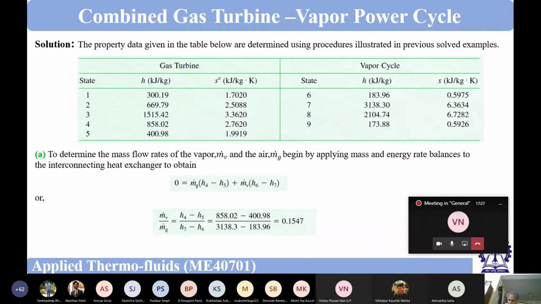See, numbers are sometimes important. We should have some gut feeling of the numbers. So let me ask you, let us consider one gas turbine power plant, a standalone gas turbine power plant. What is the air fuel ratio? Any idea?